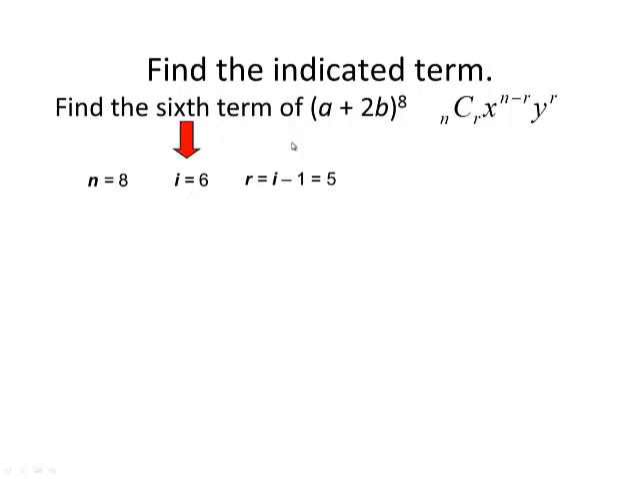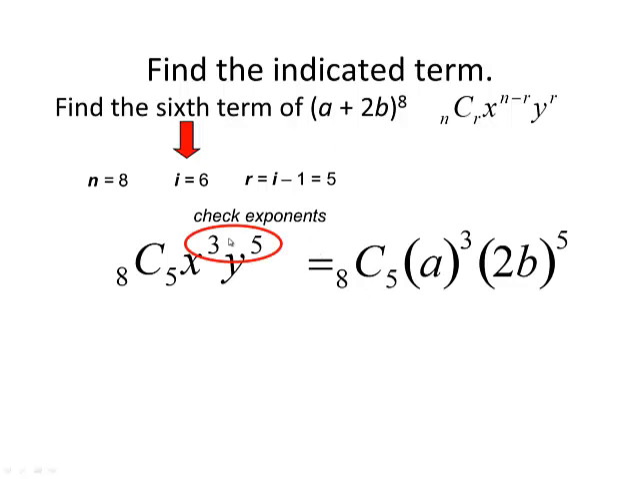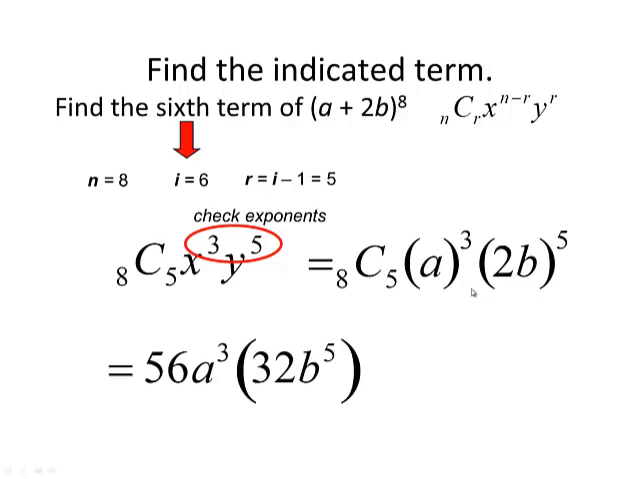6. r is 5. Putting this all together, I have 8c5, x to the 3rd, y to the 5th, and x is a, y is 2b. So I'm going to do that. Double check my exponents. I did that correctly. That's 8c5, and a to the 3rd, 2b to the 5th.